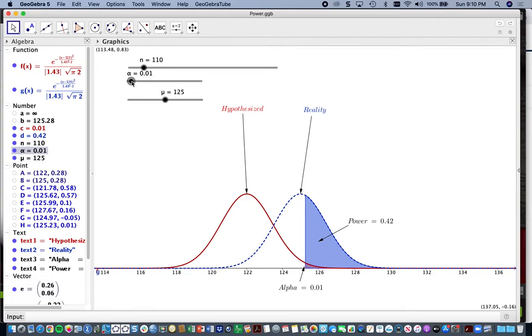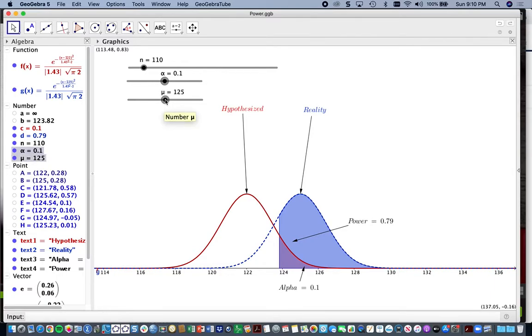But if we increase the alpha level, let's say to 10%, with a higher alpha level, we're more likely to reject the null hypothesis, and the power goes up to 79%. The one thing that we don't have a lot of control over is what is the actual mean?